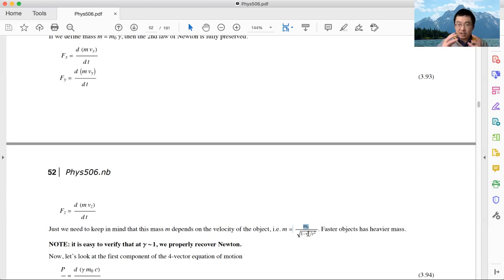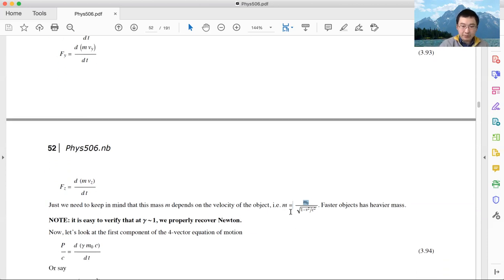When the velocity gets larger and larger, the mass of my object also gets larger and larger, and this mass diverges and becomes infinite if the velocity approaches the speed of light. If the velocity approaches the speed of light, the denominator becomes 0, so my mass becomes infinite. This is why Einstein told us that when we increase the speed of a particle, its mass will become larger and larger and eventually diverge as the speed approaches the speed of light.